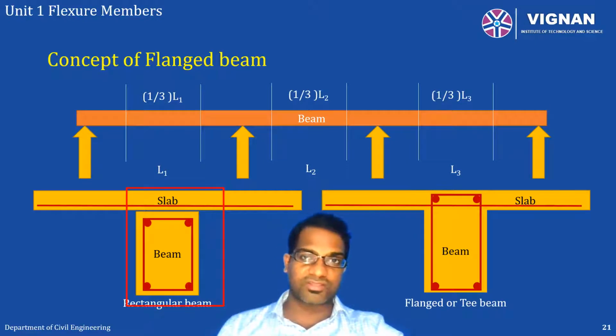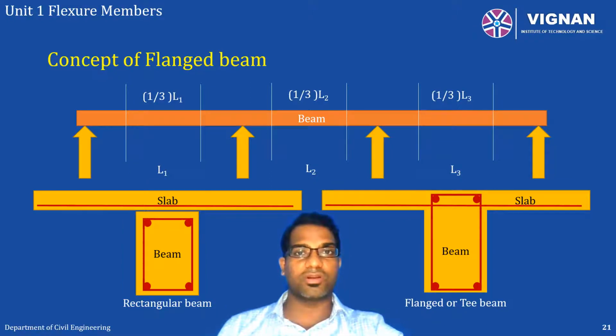What is actually a flanged beam? If you take a look at the figures which I have shown at the bottom, one is a rectangular section, another is a flanged section. A rectangular section is a section where the design of the beam is done separately and slab design is done separately. There is no interconnectivity of the slab and beam structurally, which means there is always a gap between the slab and the beam, which I have shown there.